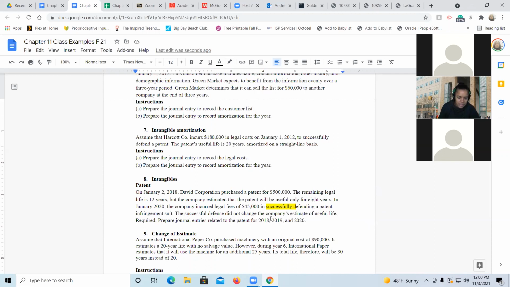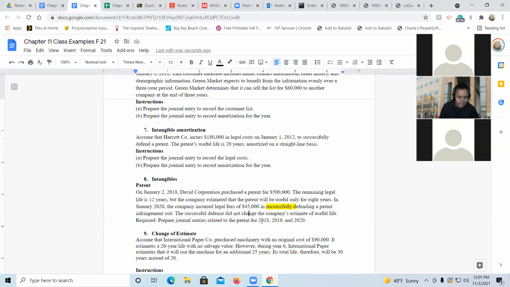So they asked for journal entries for the patent for 2018, which is when we purchased it, and you have to be careful of these questions, all right? Because it's just saying, give us a journal entry for 2018, 19 and 20, but 2018 is not just the purchase of the patent. You also have to record the amortization expense. For 2019, there's no activity with the patent itself, but there's amortization expense.